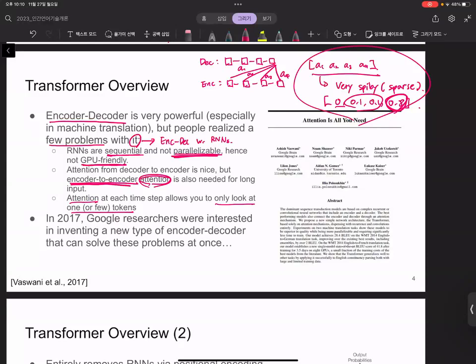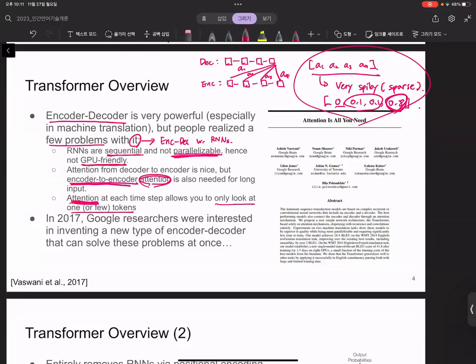Still, this is better than RNN because we can model the long distance relationship, right? Even if our attention only looks at one token at a time. But this is somewhat of a limitation of the attention.